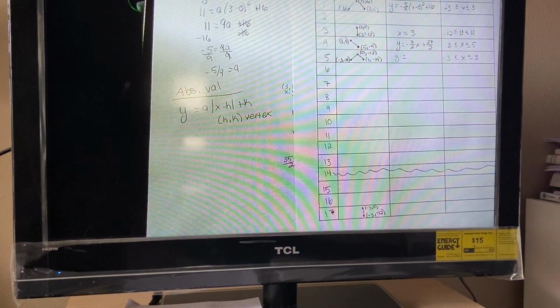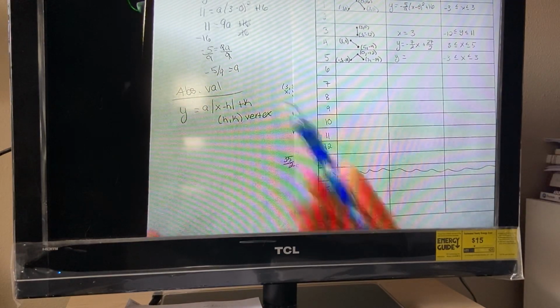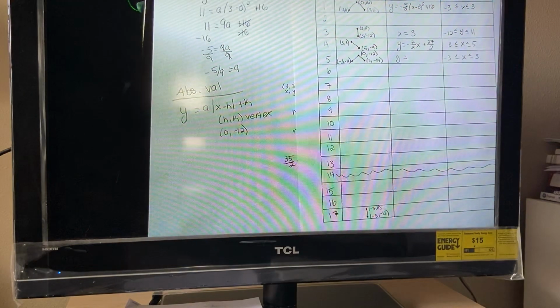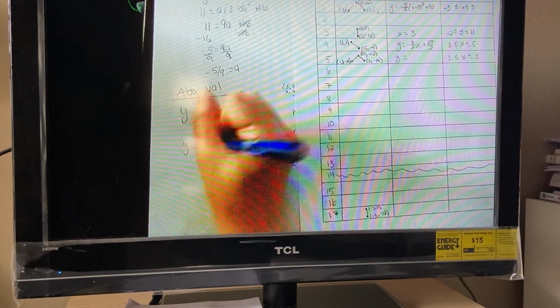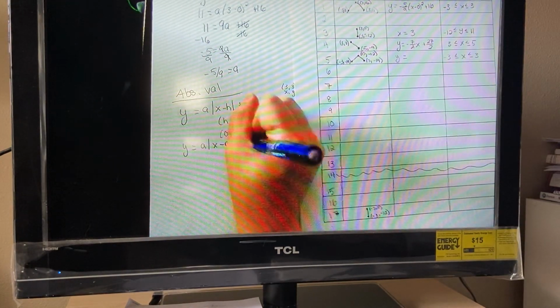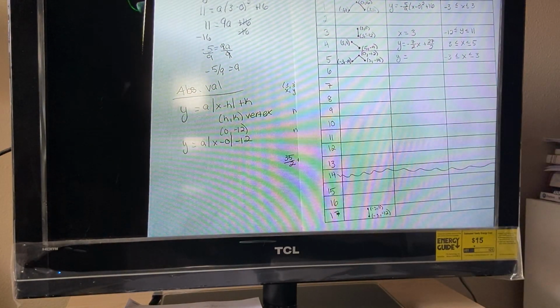My vertex is very simple. It's at 0, negative 12, I'm sorry. So I'm gonna plug that in. So I get y equals a times the absolute value of x minus 0, minus 12, because I went down 12. Now all I need is a point to plug in so I can find a, just like I did with the parabola earlier.